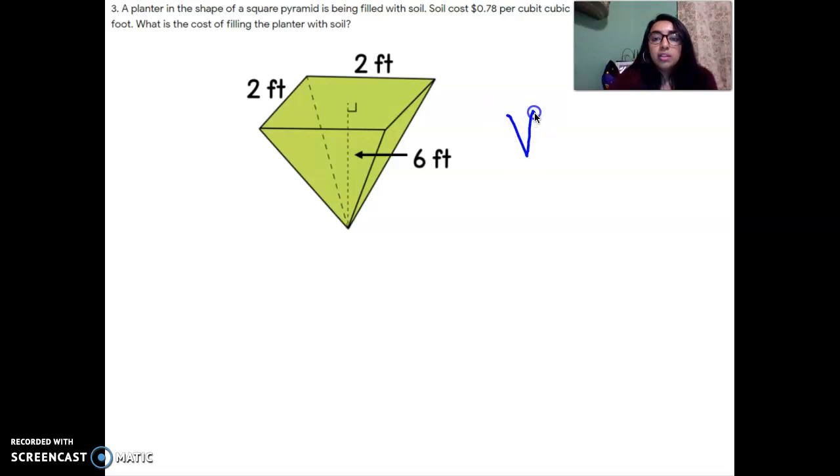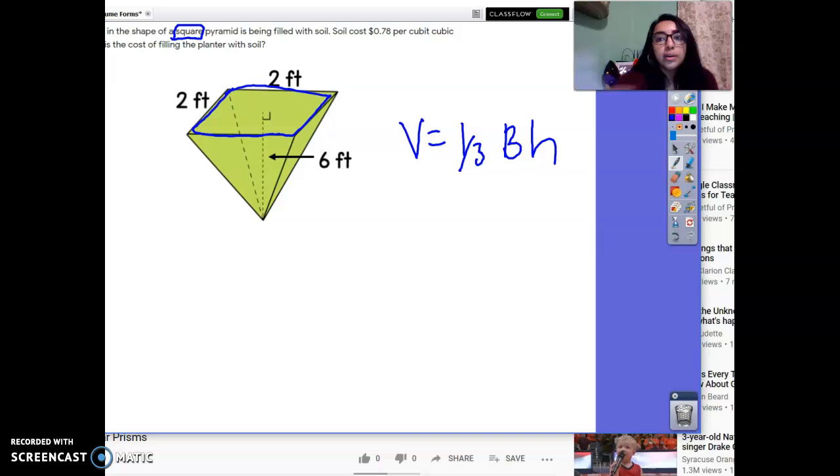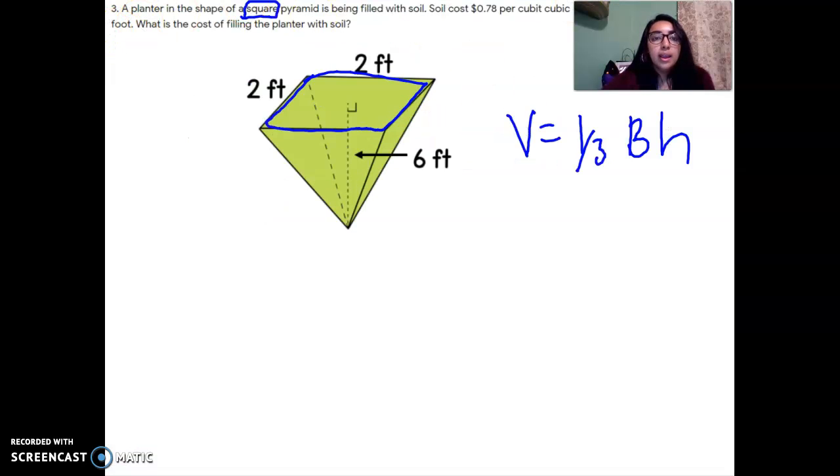So I am going to find the volume of this pyramid. So a third area of the base times my height. My area of the base here is a square. It is a square pyramid, so that's how you know that's your base. Oops, sorry guys. Let's fix that. There you go.